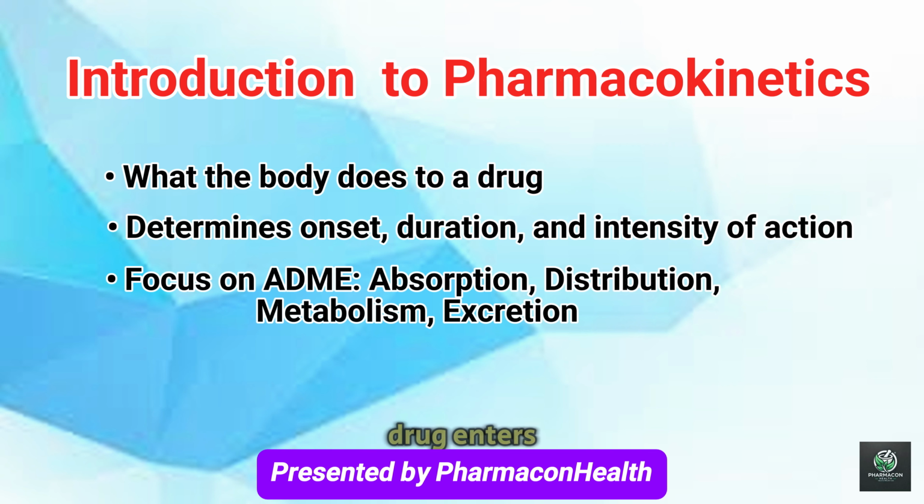Absorption is how the drug enters the blood from where it was given. Distribution is how the drug spreads through the body fluids and tissues. Metabolism is how the drug is changed by the body, usually in the liver. Excretion is how the drug is removed, often through the kidneys. These steps affect how fast a drug works, how strong it is, and how long it lasts.